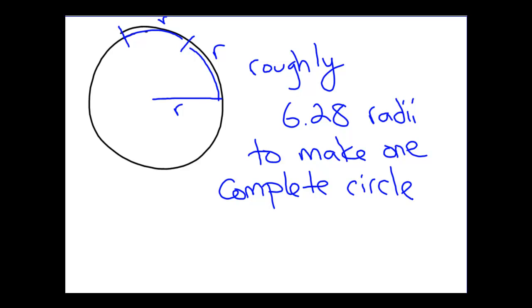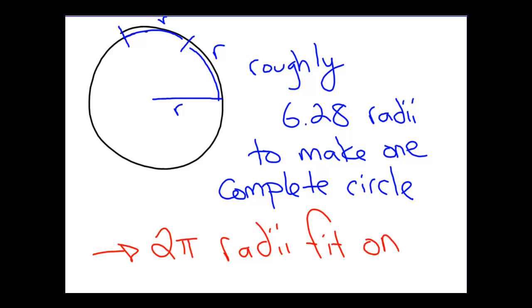It's not exactly 6.28 radii. In fact, it's a number that goes on forever and ever. It's a rather long and complicated number. People are very interested in this number. So this is the bad news, that we do not get exactly an even number. It doesn't take, for example, 6 or 7 or 5 radii to go all the way around the circle. It turns out to take about 6.28. And so mathematicians, to make this number a little easier, have just given it a label. We call this number 2 pi. And we say that 2 pi radii will fit on the edge of a circle.